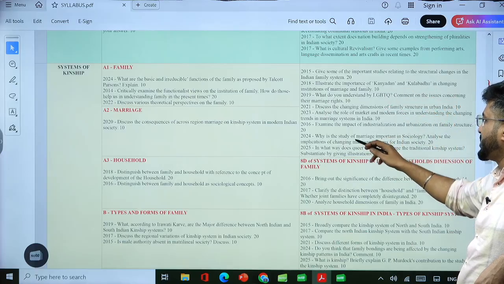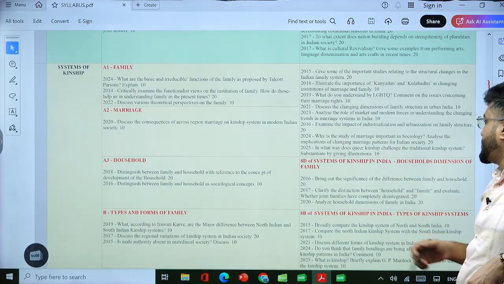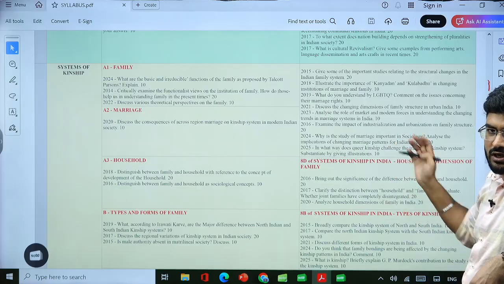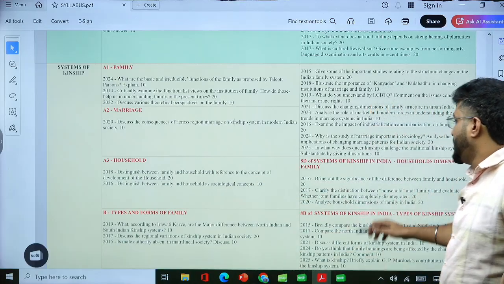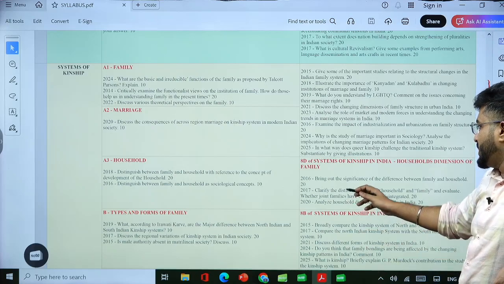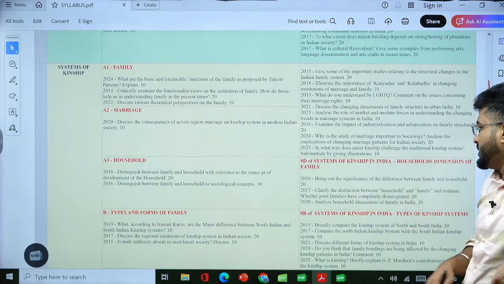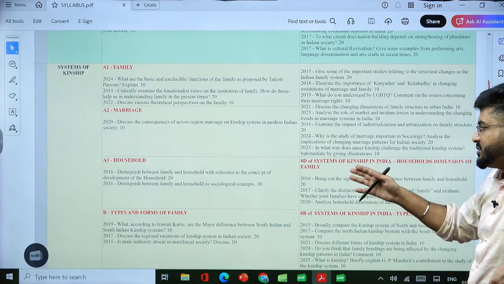urbanization on family structure, study of marriage important, in what ways does kinship challenge the traditional kinship systems, which is the recent question. Family and household, discuss the difference between family and household, bring out the significance of the difference between family and household. Clarify the distinction between household and family. Analyze household dimensions of family in India. Types and forms of family.